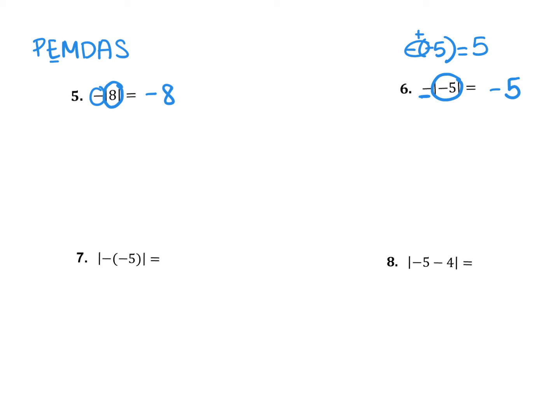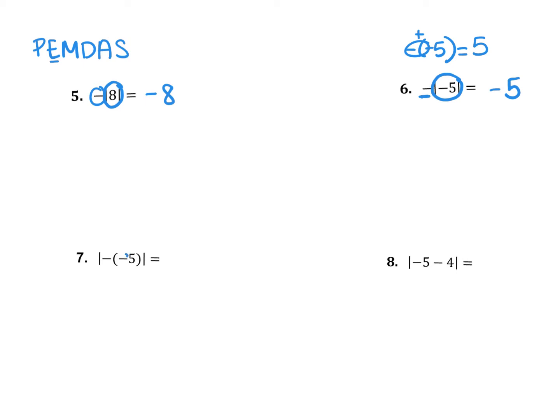All right, for number 7, notice I have 2 negatives on the inside. Probably the best way to read this one would be the opposite of -5, and then the absolute value of the opposite of -5. So remember, the order of operations is going to tell us that we need to evaluate everything on the inside here first.